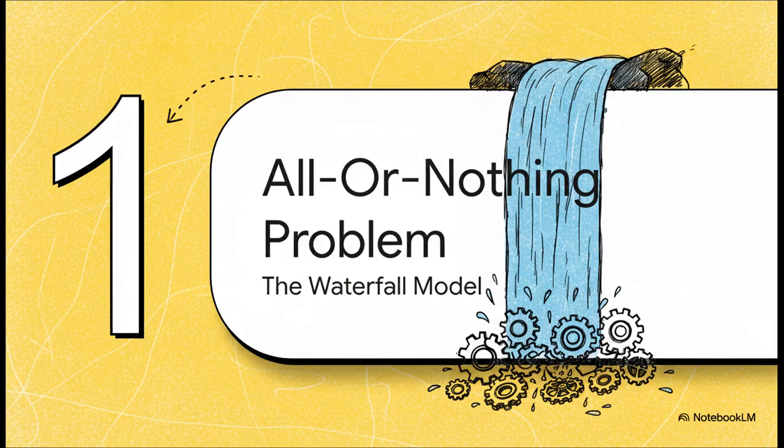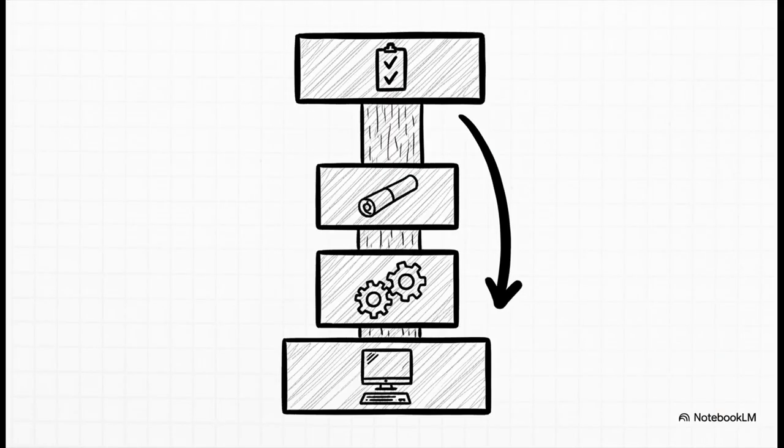So this all-or-nothing problem actually has a name you might have heard of, the waterfall model. Let's dig into why this traditional way of doing things can be so incredibly dangerous for a project. Okay, so this is the classic waterfall model. Just think of a real waterfall. The water flows down, one step at a time, and it never goes back up.